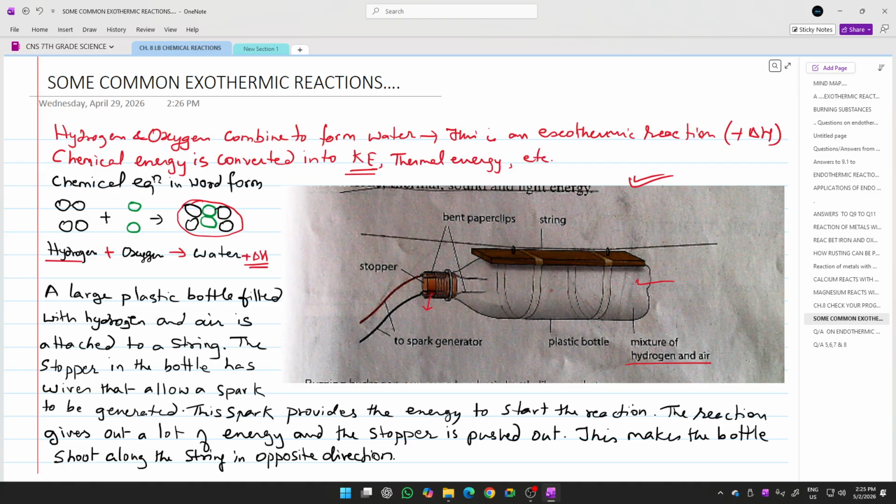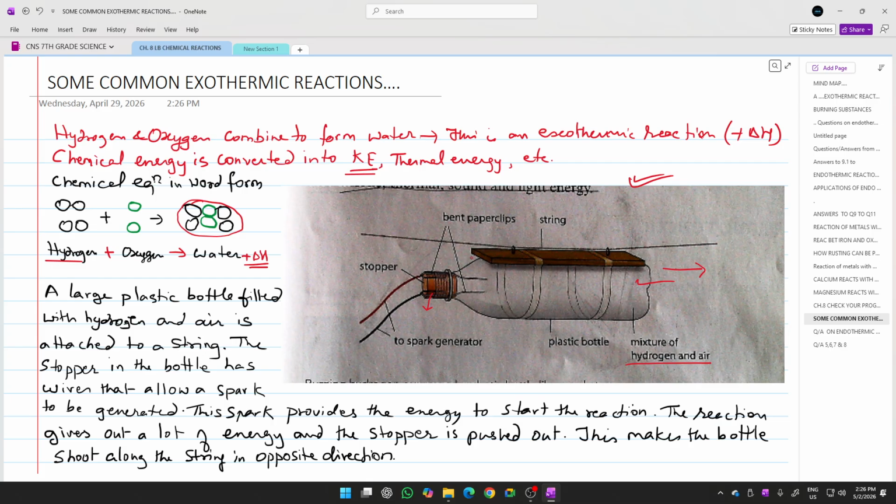And when the reaction takes place, a lot of heat energy is going to be generated, and this heat energy will try to escape from the bottle. But because of this stopper, you will see that it doesn't have any place to escape. So what will happen? This heat energy, in the process of escaping out of the bottle, will push the bottle in the opposite direction. So the bottle will move in this direction, and this entire bottle has been tied and is hanging on a string.